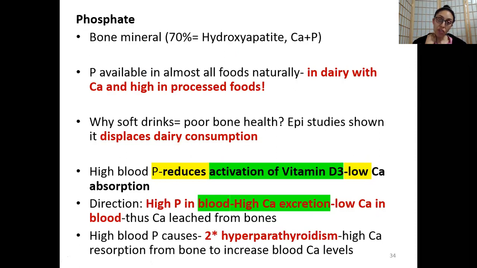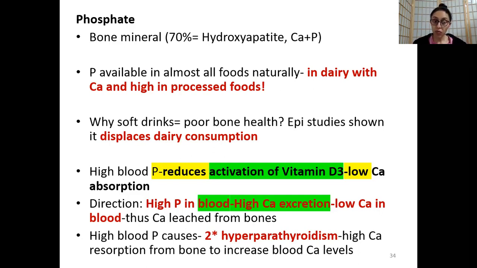Okay, guys, now with phosphate, as you know, hydroxyapatite crystals are made up of calcium and phosphorus. Phosphate is naturally available in all of the foods. You don't really have phosphorus deficiency as such. Phosphorus, for example, is high in milk. Protein is also high in milk and calcium is also high in milk, which makes it such a complete food. But phosphorus is also very high in processed food, which is not what you want, meaning a lot of phosphorus intake.